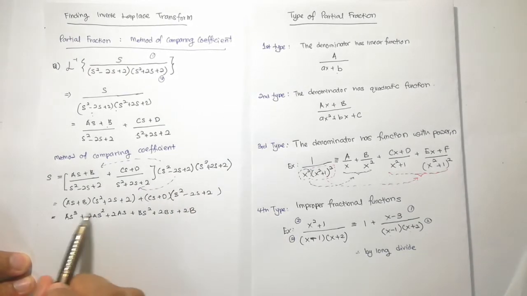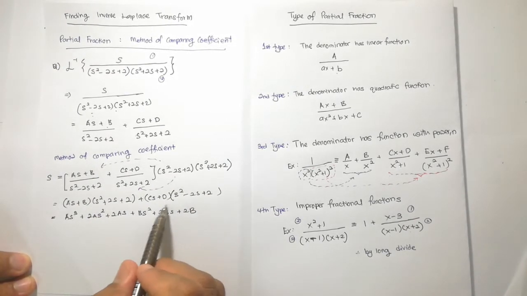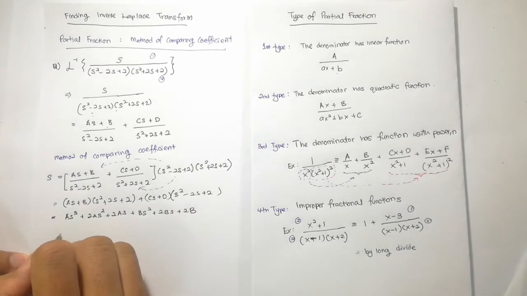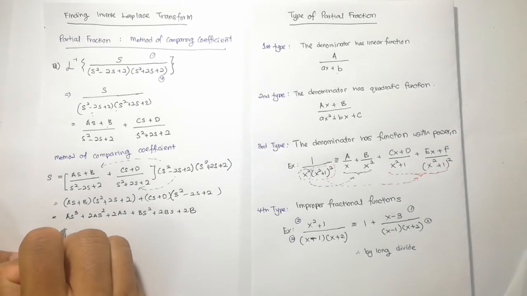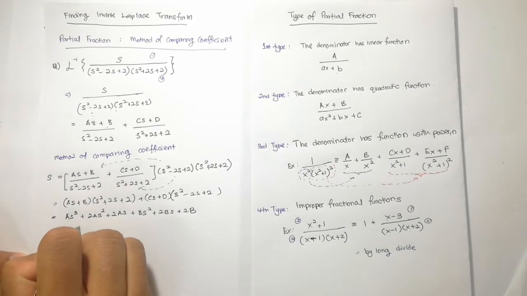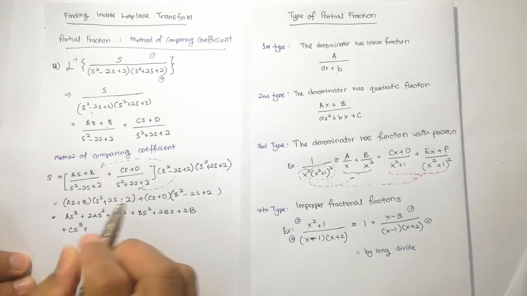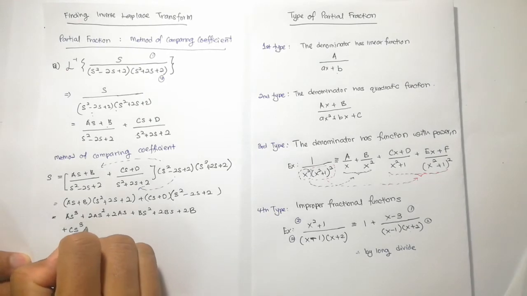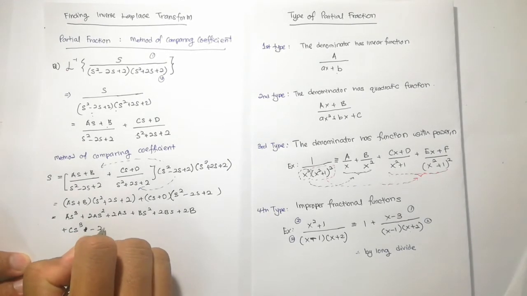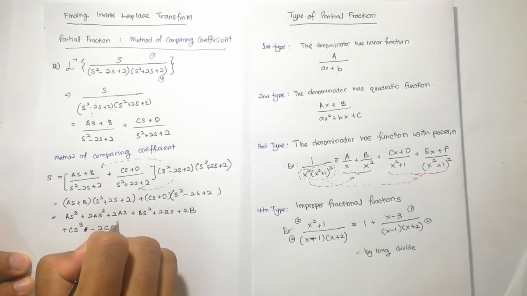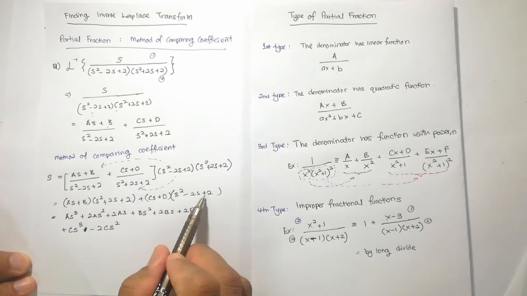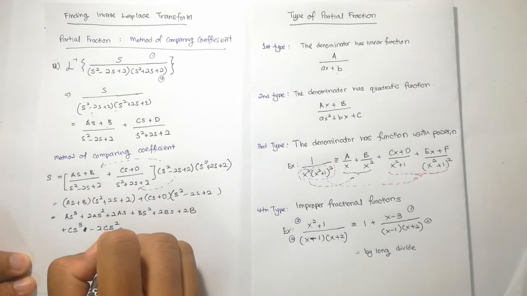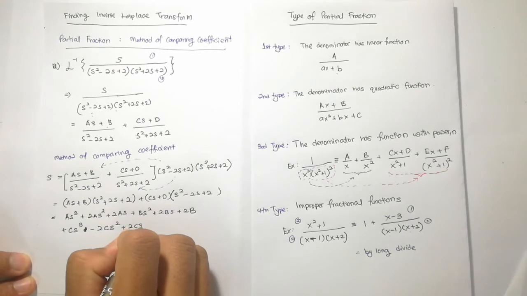Done for the first term, and then we do the second term. We have plus Cs to the power of 3, plus Cs multiplied with negative 2s will be negative 2Cs squared, and then Cs multiplied with 2, so we have plus 2Cs.